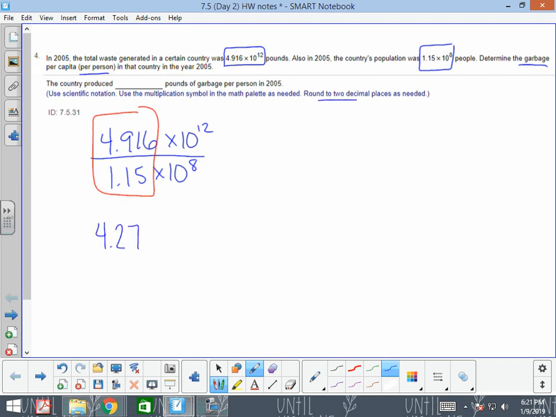It says to round to 2 decimal places as needed, so I'm going to round to 4.27 times 10 to the, take the exponent on top and subtract the exponent on bottom, and I get times 10 to the 4th. Now notice it says to use scientific notation, and make sure you use the x that's in the tool palette. Okay, and that is the answer for number 4.